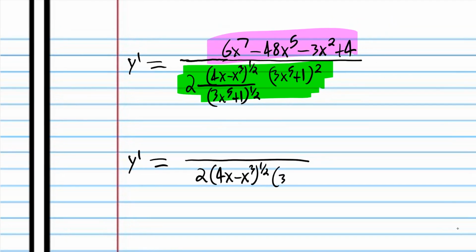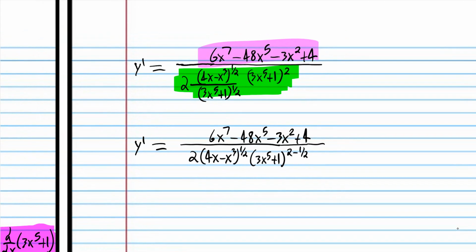So we have 3x to the 5th power plus 1 raised to the 2 minus 1/2 power. Obviously, you don't have to show the 2 minus 1 operation there. You can just do the math, or the 2 minus 1/2 operation.